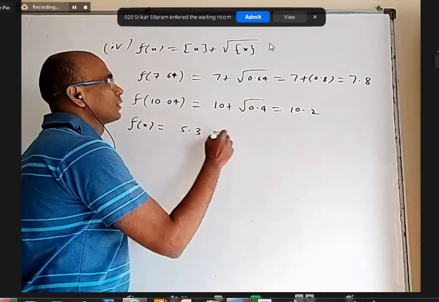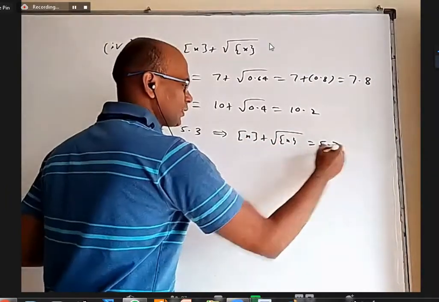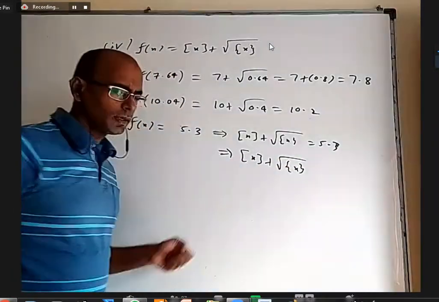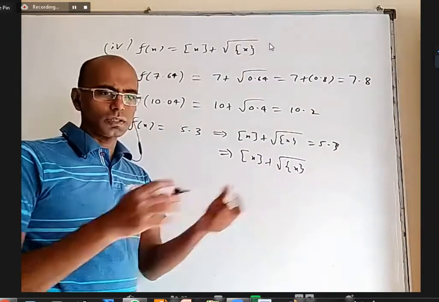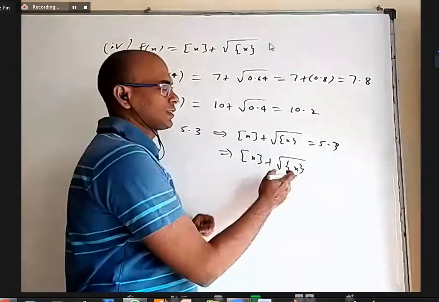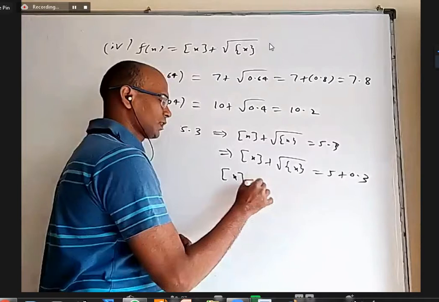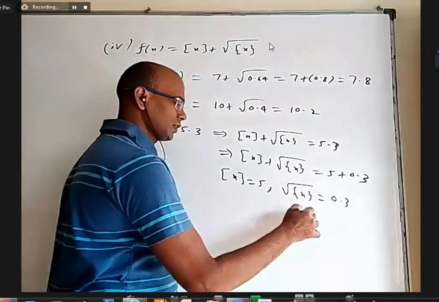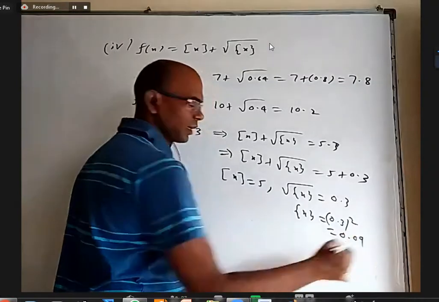Why? Because integer part of x plus square root of fractional part of x is 5.3. And one thing you can say for sure, the fractional part of x is between 0 to 1, and the square root of that is also between 0 to 1. This is some integer. So how to write 5.3 as some integer plus some decimal? It is 5 plus 0.3. So when you equate, integer part of x is 5. Square root of fractional part of x is 0.3. When you square it, fractional part of x is 0.3 whole square, which is 0.09.